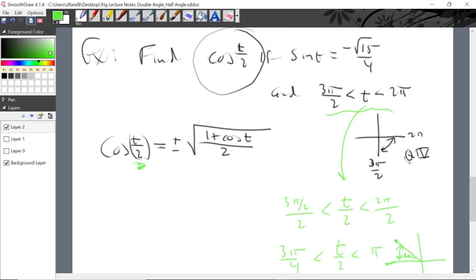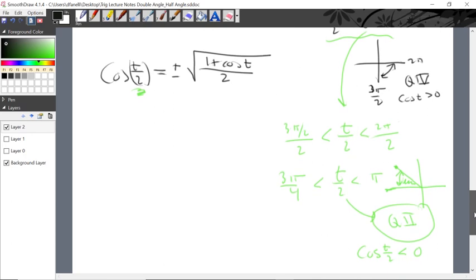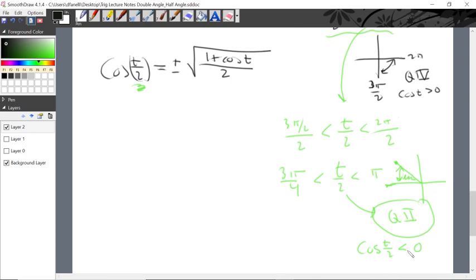Even though the original value of t was in quadrant 4, where the cosine of t is positive, because we went from quadrant 4 to quadrant 2, the sign of the cosine has switched to negative. So the cosine of t over 2 must be a negative number. Therefore, the cosine of t over 2 is equal to negative the square root of 1 plus cosine of t over 2.